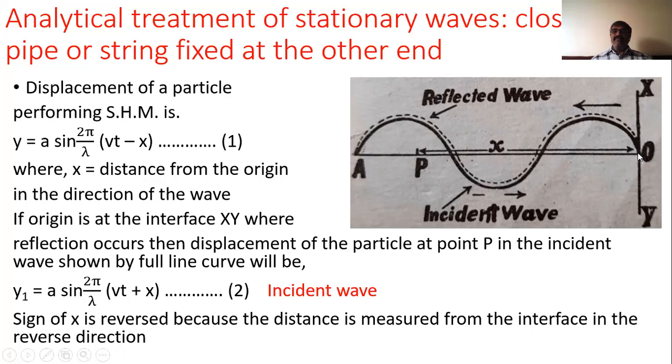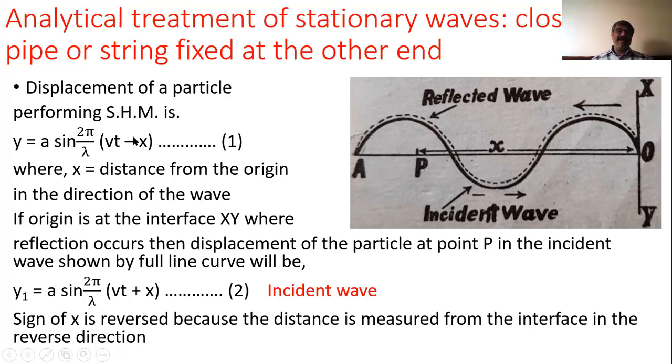Now, if we measure the distance from point A, from where the wave has originated and is traveling in this direction, then the equation will be this, where x will occur as minus x. If the wave is propagating in the forward direction, and we are measuring the distance from the interface, from point O, that means exactly in the opposite direction, then what will be the magnitude of x?